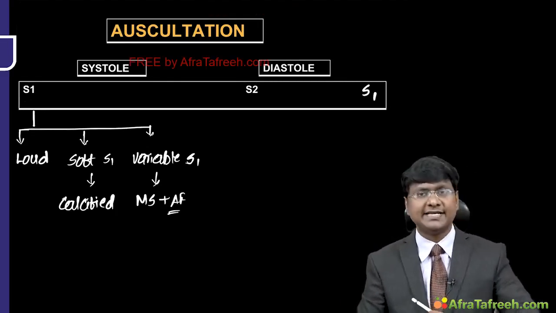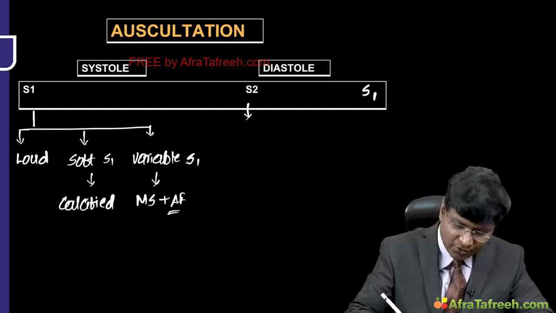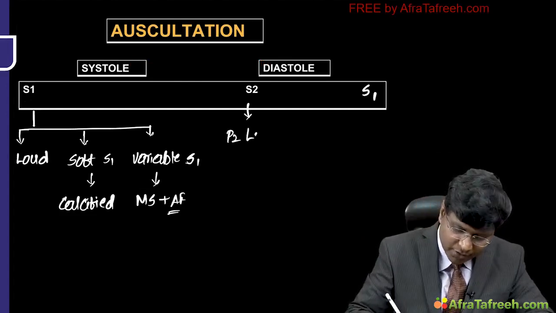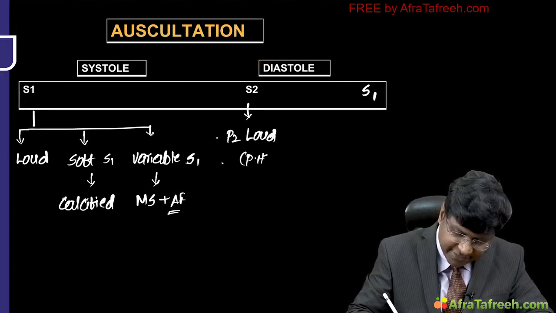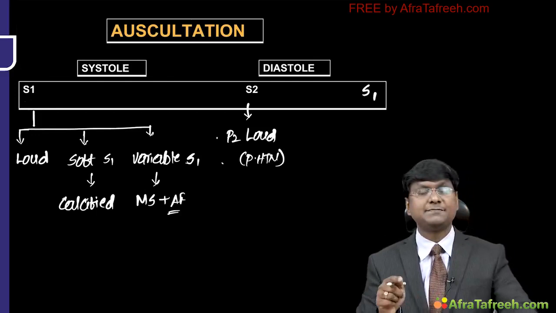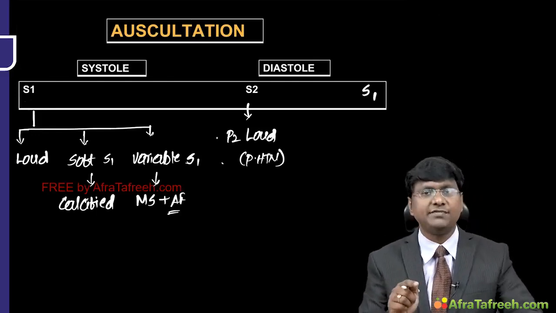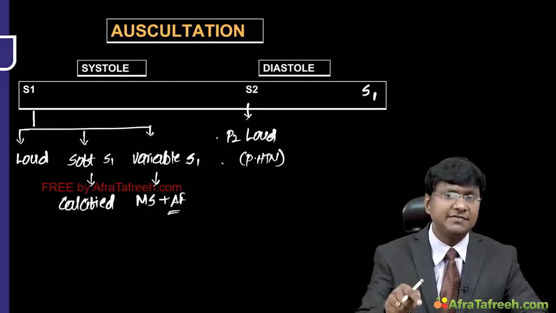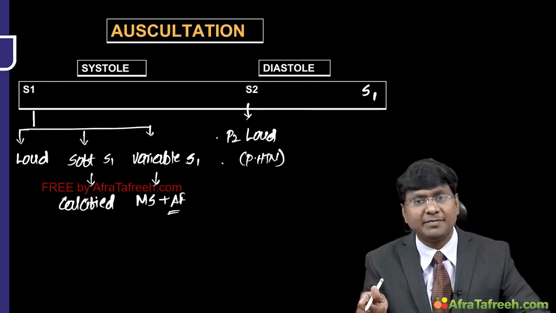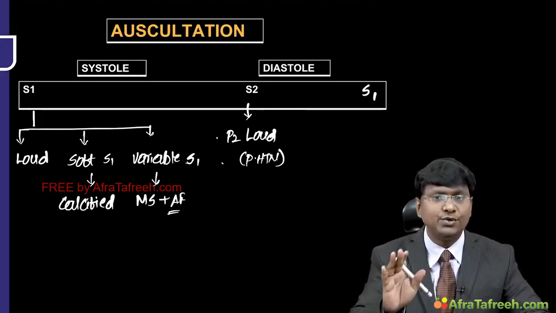Now coming to the second heart sound. In the second heart sound, the P2 will be loud. Why will the P2 be loud? Because of the development of pulmonary hypertension. But this pulmonary hypertension is seen in very severe mitral stenosis. So in very severe mitral stenosis, where there is development of pulmonary hypertension, you have a loud P2.